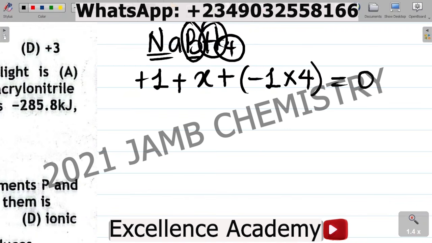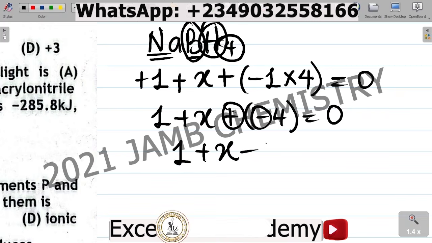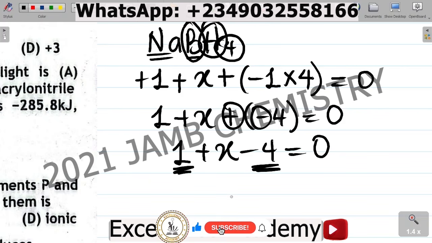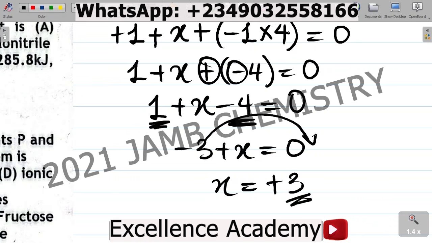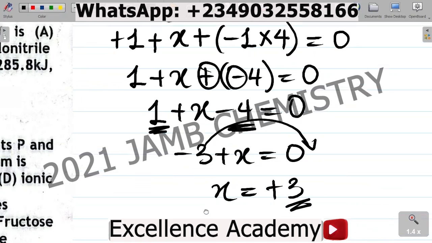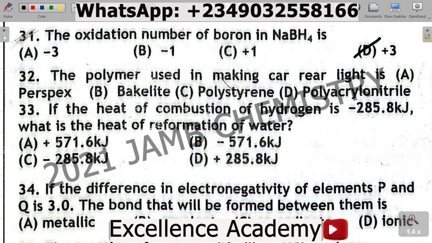Because it's a neutral compound, this becomes 1 plus x plus (-1 times 4, which is -4) equal to 0. So 1 minus 4 is minus 3. Minus 3 plus x equal to 0. To get the value of x here, x will be equal to plus 3. Hence, the oxidation number of boron in that compound is plus 3. So for this question, the correct answer is D, plus 3.